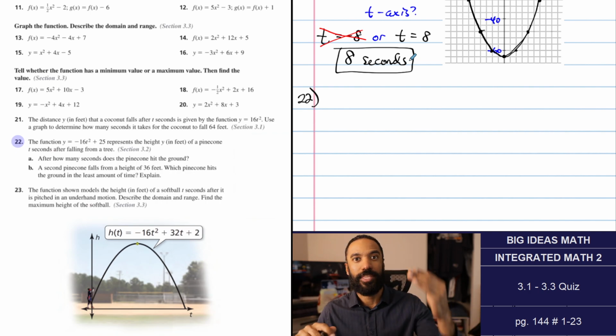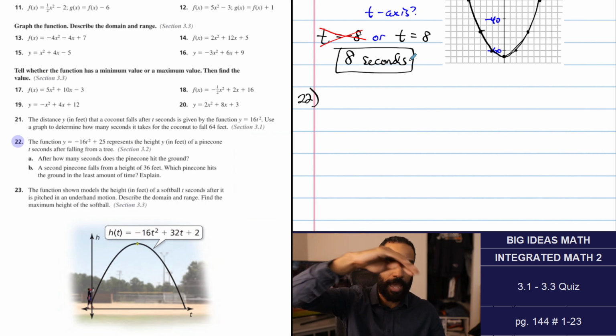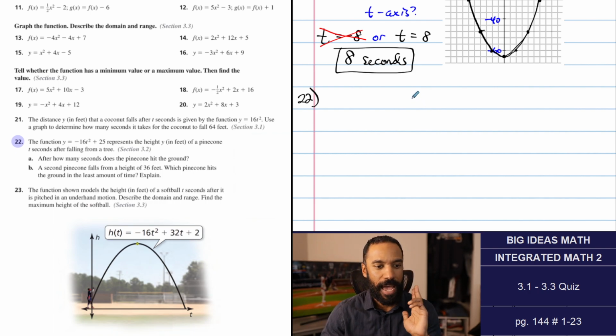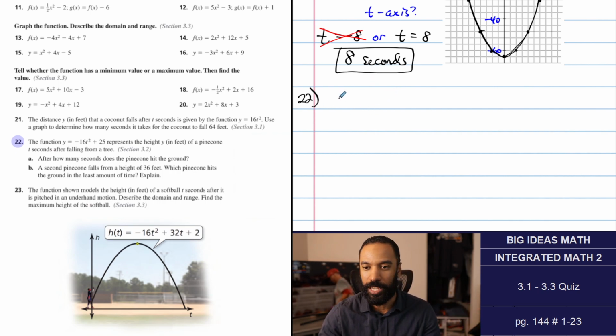This time they're going to talk about the actual height. So this will be an upside down parabola. You're going to see it. Remember, this projectile outward means nothing but time going on. It's dropping straight down, but you're going to see an upside down graph. We're going to say after how many seconds does it hit the ground? Same kind of question as before. And then a second pine cone falls from a height of blah, blah, blah. We're going to take care of all that.